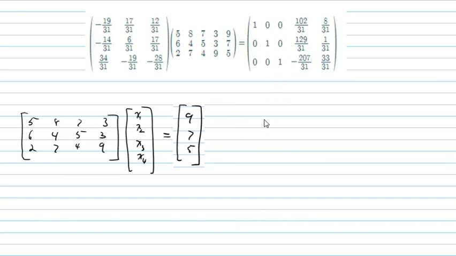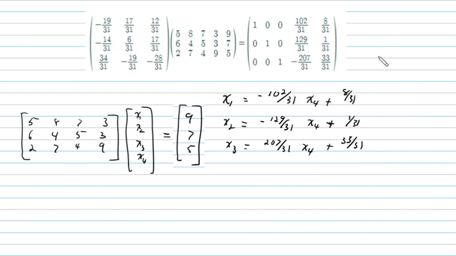First thing we notice is that this is consistent, right? We have a solution here. So let's just start looking for it. So we have that x1 is equal to minus 102 over 31 times x4 plus 8 over 31.